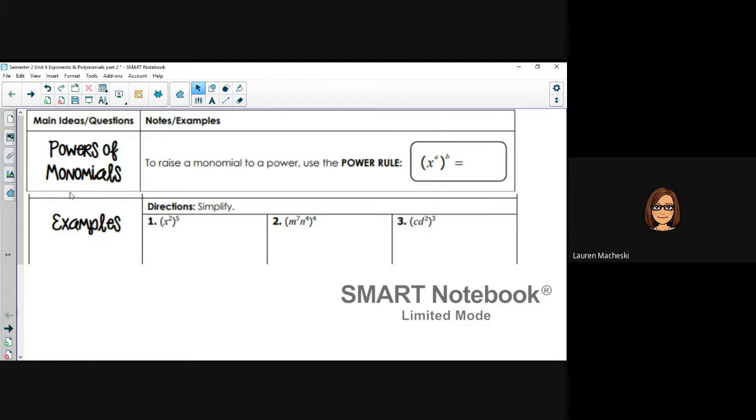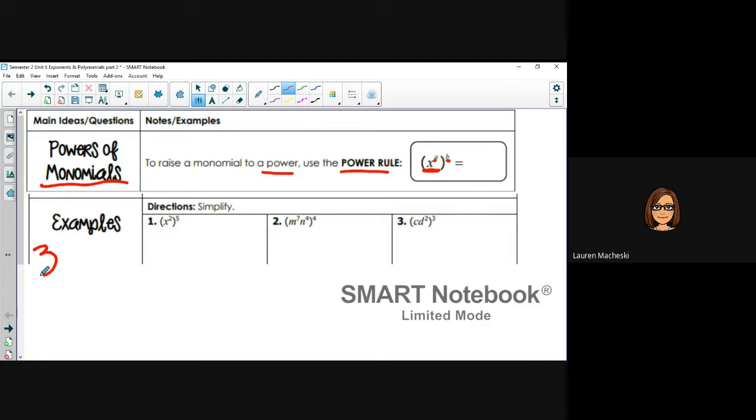Okay, so powers of monomials is what we're going to work on today, and we're going to learn that rule. I'm going to see if we can figure out that rule before I tell you what the actual rule is. To raise a monomial to a power, we're going to use the power rule. I have this monomial right here. There's an exponent, and I'm raising it to another exponent. What do you think I'm going to do? Let's talk about it really quick, because I think you guys can figure it out.